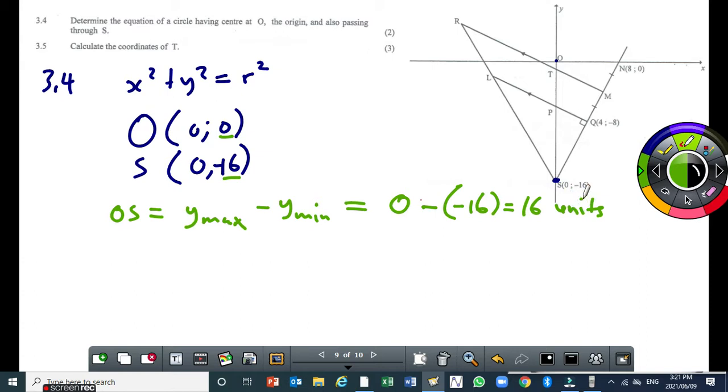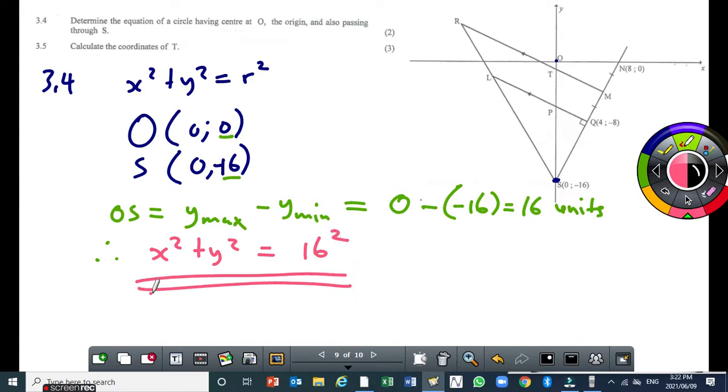The question says determine the equation of a circle having the center at the origin and also passing through S, which means S is going to be a point on the circumference. Therefore, OS is the radius. So the equation of that circle will be x squared plus y squared equal to 16 squared. This will be your equation, and then you are done.